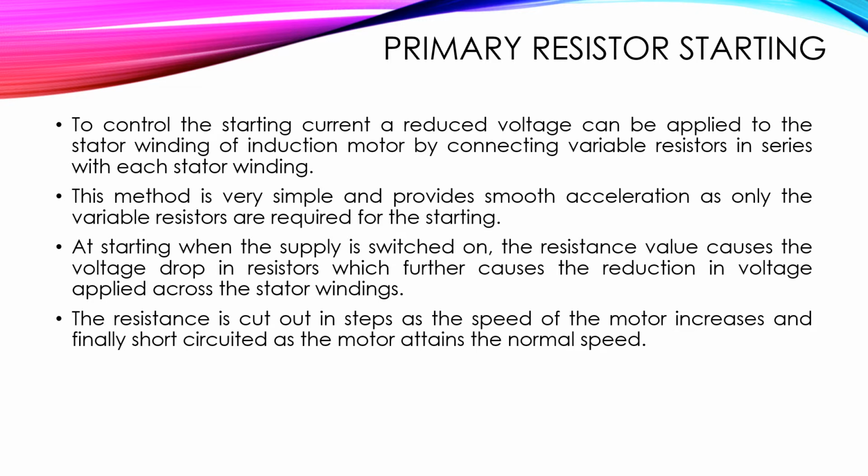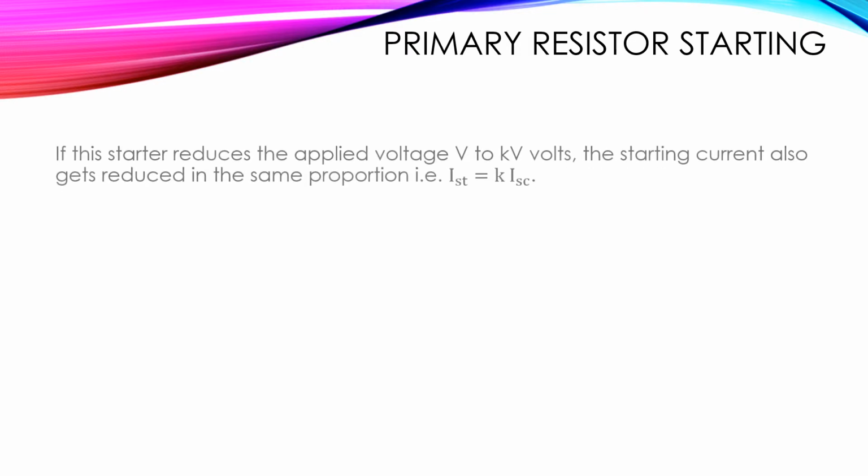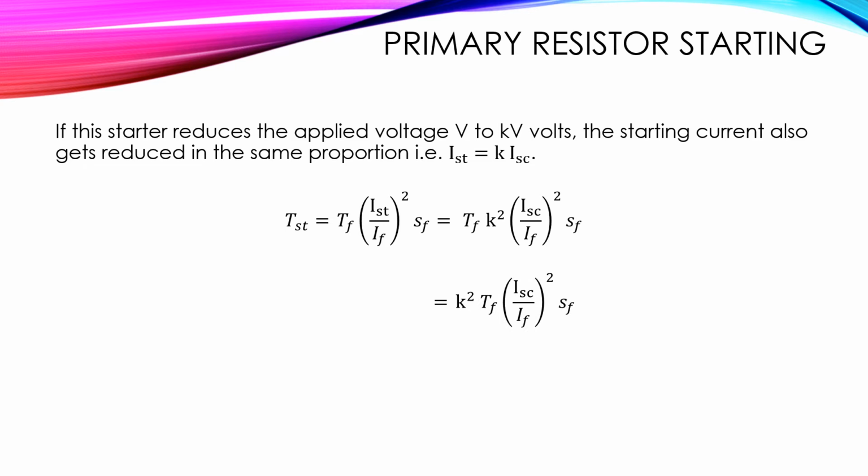If the starter reduces the applied voltage V to kV, the starting current also gets reduced in the same proportion, that is I_ST equals K times I_SC. What is I_SC? I_SC is the short circuit current. Therefore, the starting torque in primary resistor starting is equal to the full load torque multiplied by the square of the ratio of starting current to the full load current, multiplied by the full load slip. And by solving this, we get that the starting torque using the primary resistor starting method is equal to K square times the torque developed by the direct online starter.